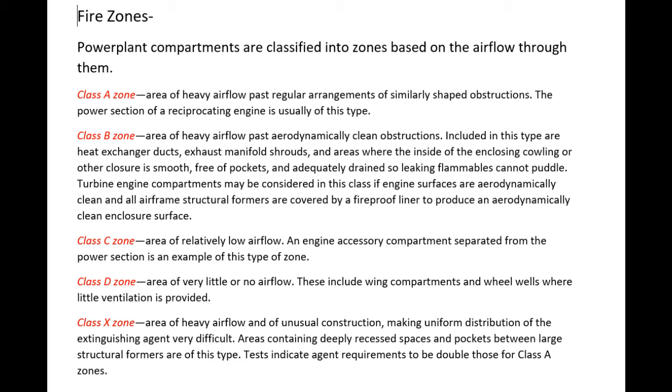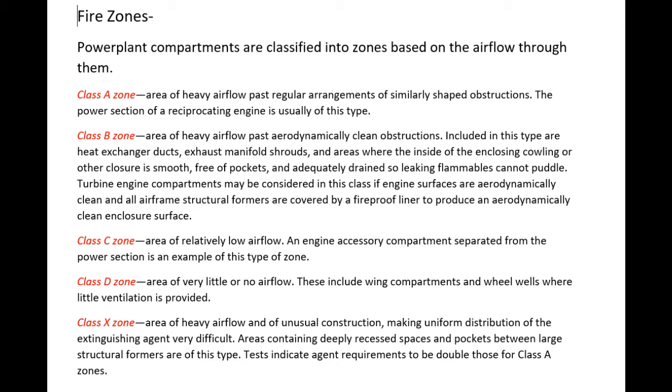A Class C fire zone is defined as having relatively small quantities of airflow going through the area. The compartment behind the firewall of a reciprocating engine is considered to be a Class C zone. So obviously the area behind the firewall on a recip is not going to get much airflow. And when you think about it, it's going to be harder to address a fire that crops up there, as well as dispatching an agent to extinguish it.